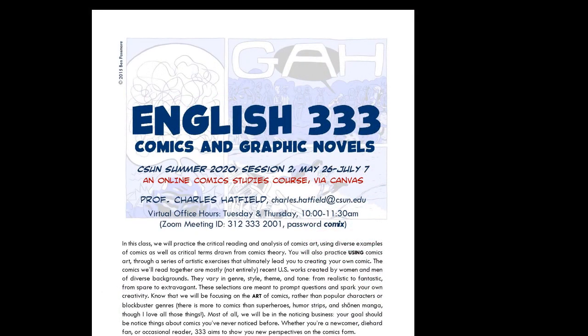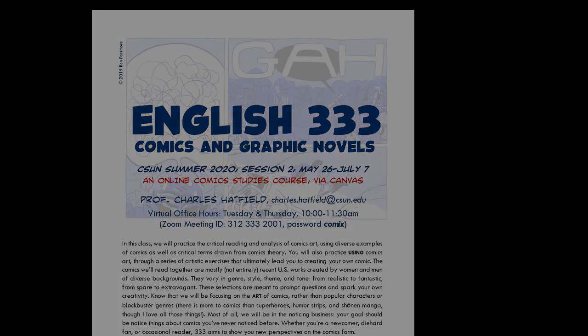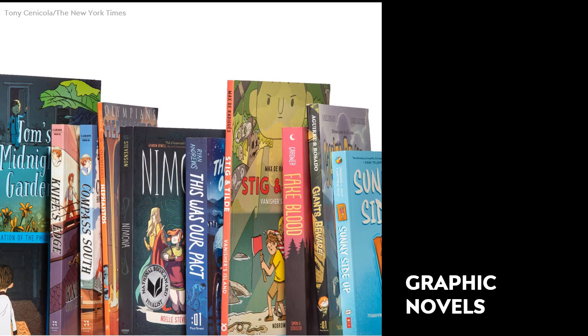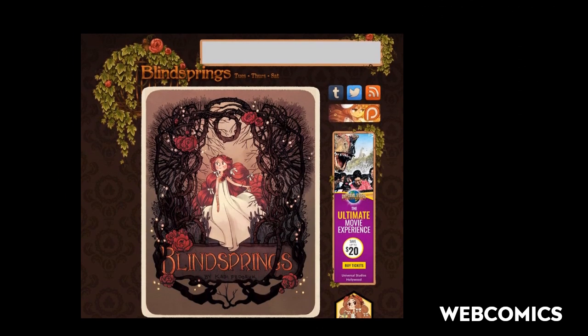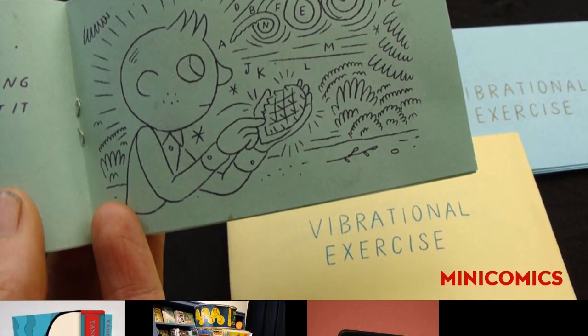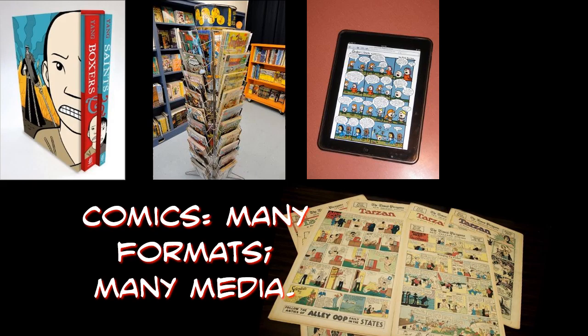To tell you the truth, that title, Comics and Graphic Novels, is a bit awkward. It's redundant. After all, graphic novels are a subset of comics. Comics come in many different formats and different physical and electronic media. The graphic novel is just one of those formats. So the title, Comics and Graphic Novels, is redundant, like rectangles and squares, or chips and Doritos. Whatever. We are here to study comics.